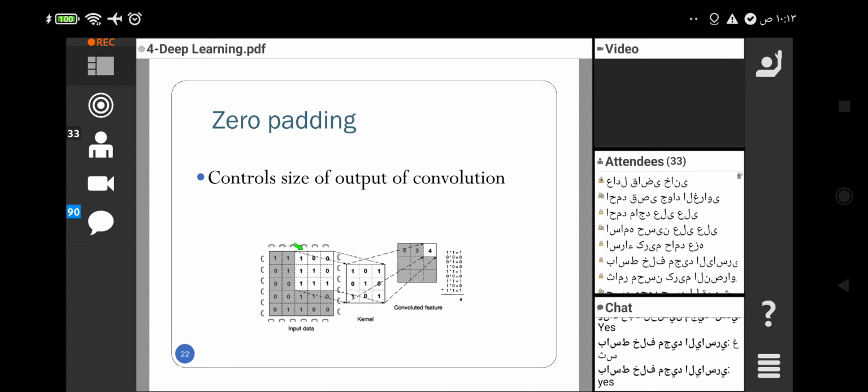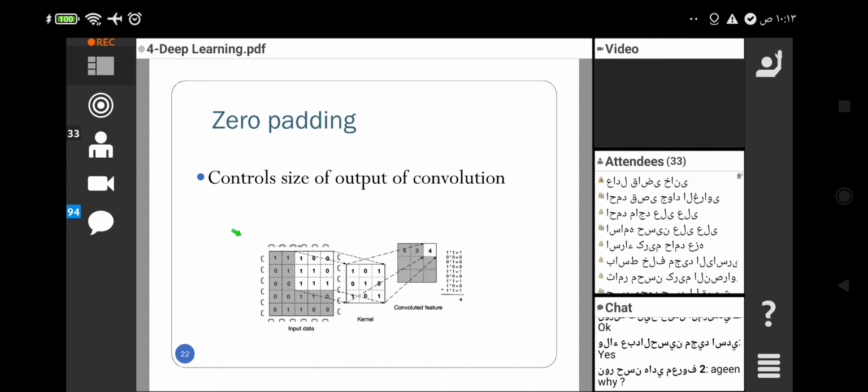So zero padding means we are adding some zeros. We are adding some zeros all around the input. Here I have added 6, but I should add 1 0 here too. All around the input we have some zeros.